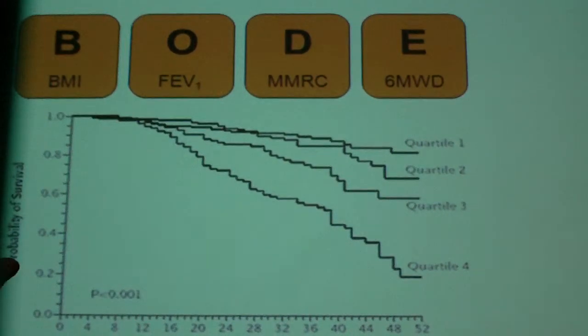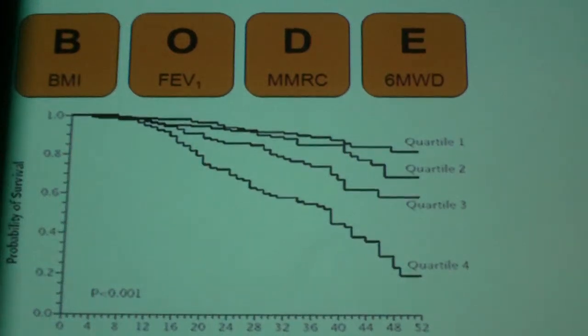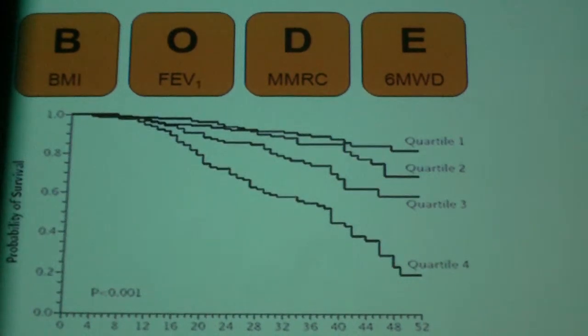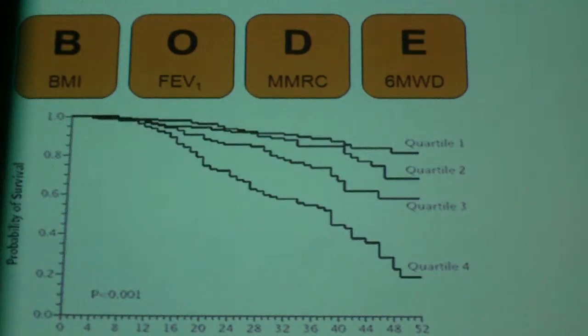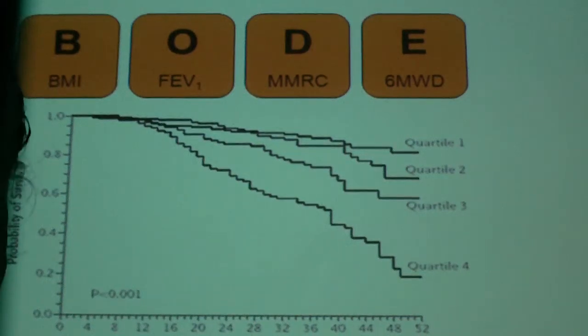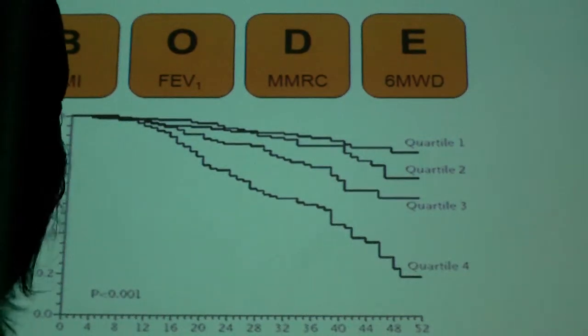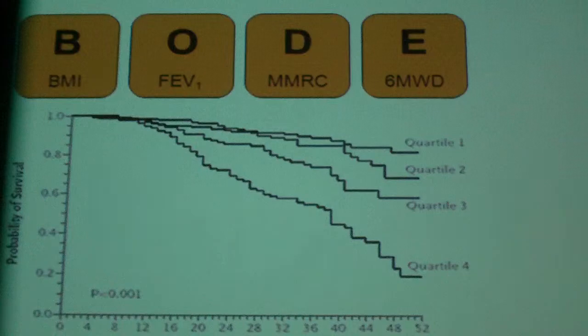The obstruction, the O stands for obstruction. There's a lower FEV1. The lower the FEV1, the more points you get in that score. Also the dyspnea, which we already mentioned, also in the risk classification, is used here, and the exercise capacity is also included using the 6 minute walking distance.